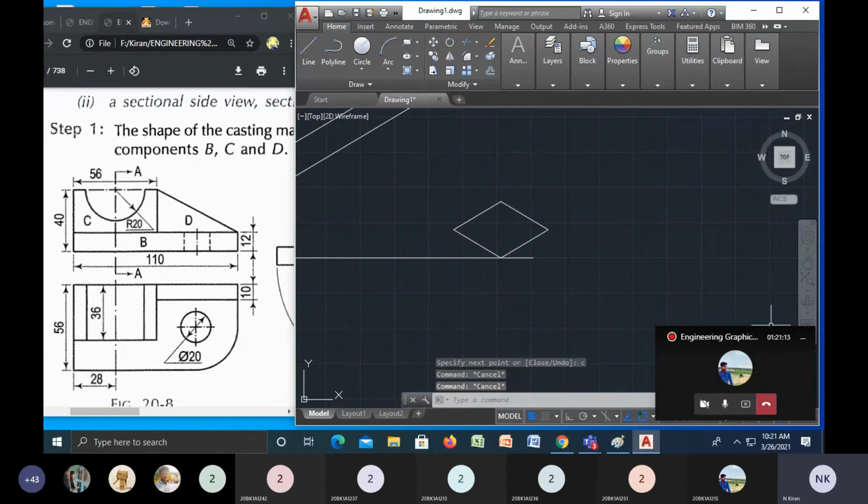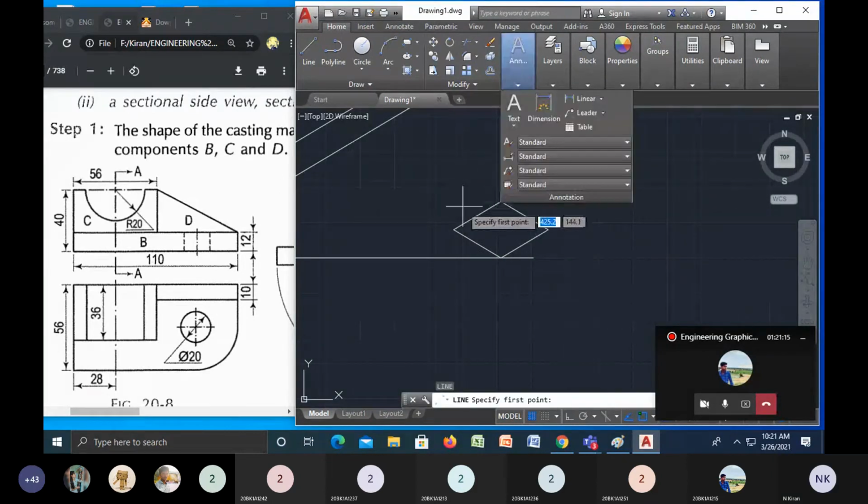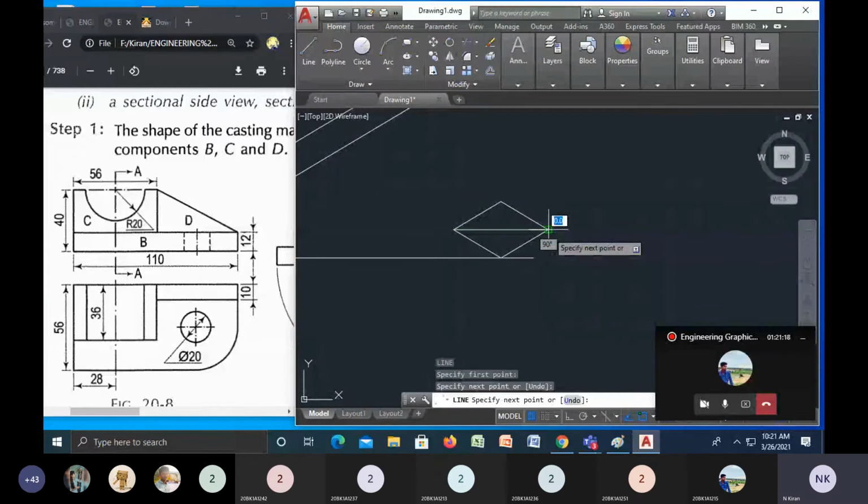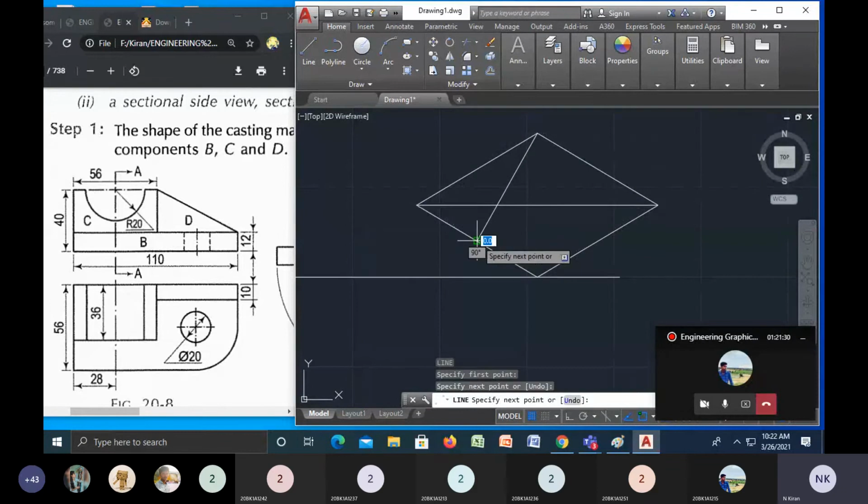Now I will join the highest diagonal. L enter, from this point to this point. Again C and L enter, from this point I will join opposite midpoints. Okay, escape, spacebar, and from this point midpoint. Escape. Now again L enter, from this point.